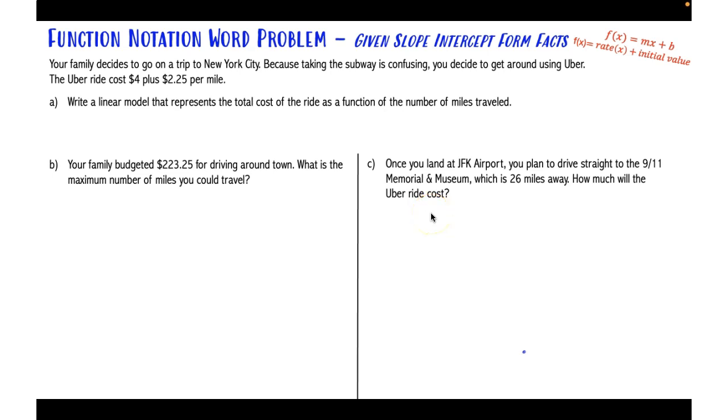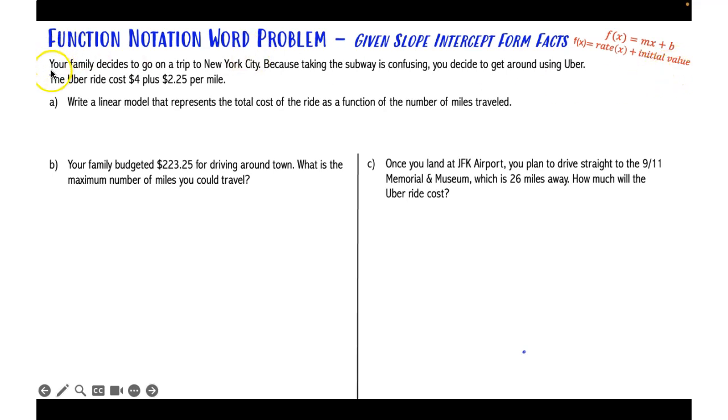In this video, we are going to look at a function notation word problem, specifically when we are given two facts that will form a slope form linear equation. As a reminder, if you're using function notation, it just means that instead of y equals mx plus b, you have f of x equals mx plus b. In a word problem scenario, that slope is usually going to be something describing a rate, and the b value is your initial value or maybe a one-time cost or a one-time fee.